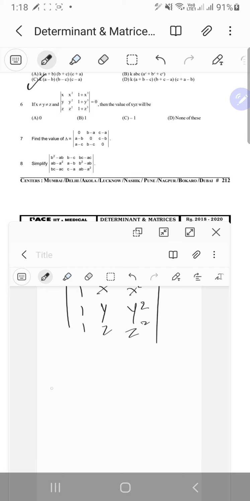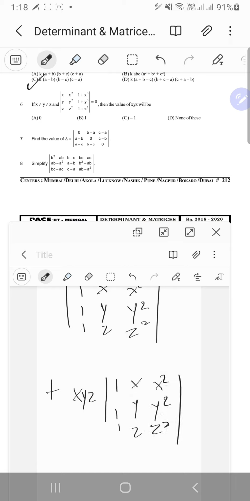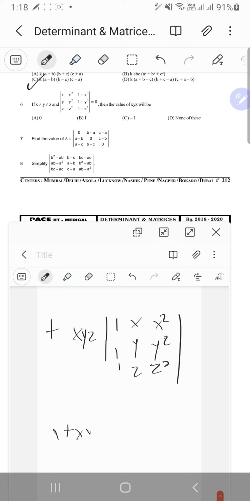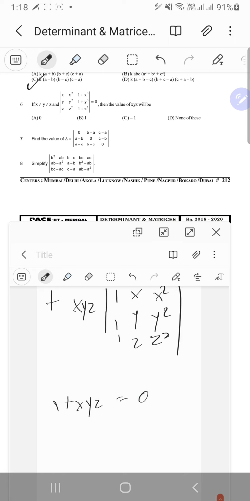Cool. Then plus, when you take that x cube y cube z cube over there, actually that's already in the format, so just take xyz common, and it will be 1 1 1, x y z, x square y square z square. Then, x is not equal to y is not equal to z, so all of these vectors are different, so the only remaining option is that 1 plus xyz has to be 0, so xyz has to be -1.